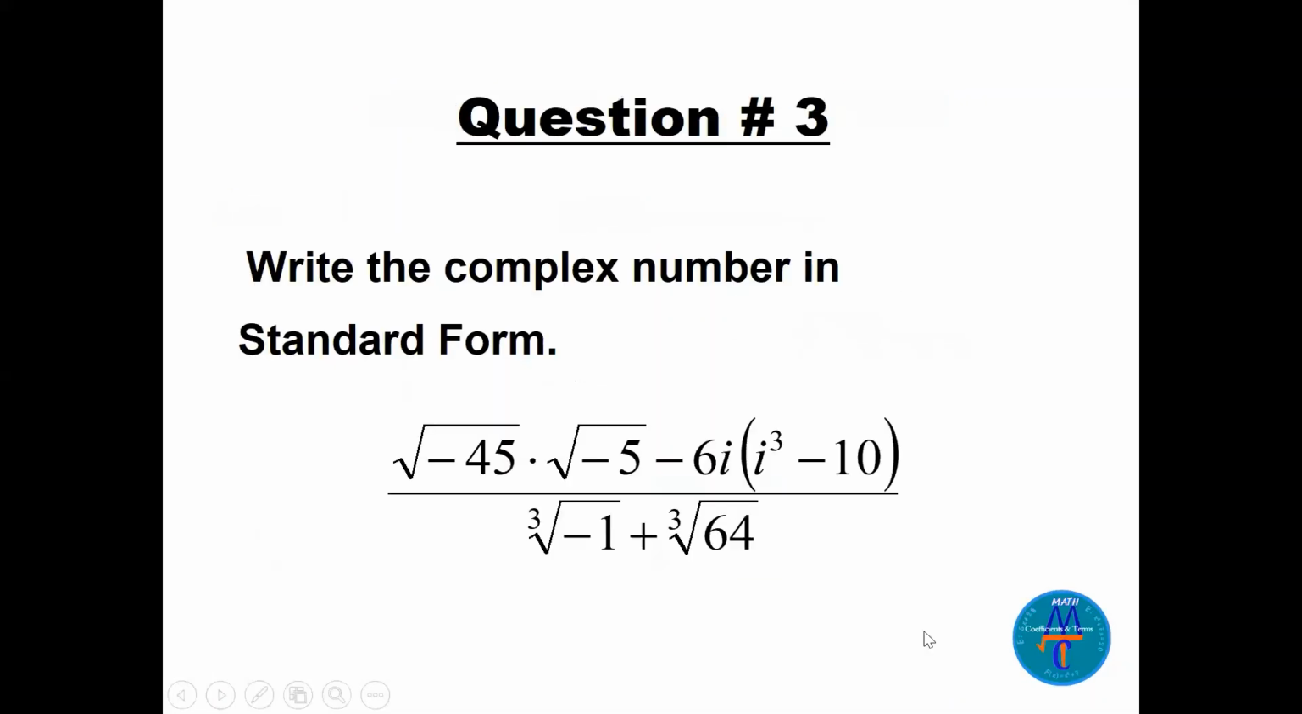Let's see another nice question. Complex numbers here. Oh, nice. Write the complex number in standard form. Square root of 4 minus 45 times square root of minus 5 minus 6i in the bracket, i cubed minus 10, all divided by cube root of minus 1 plus cube root of 64.